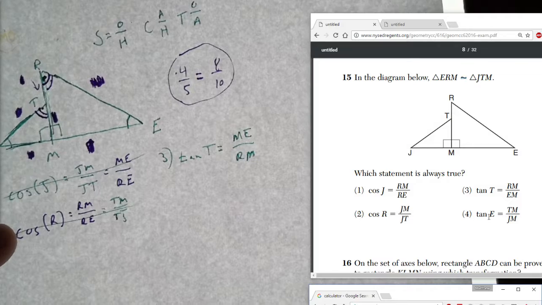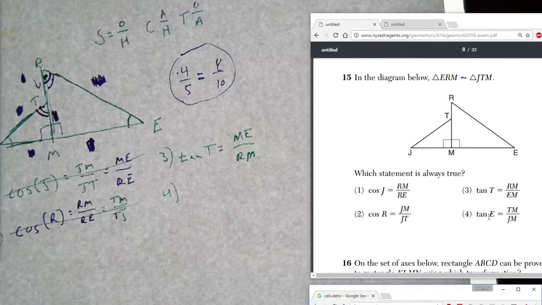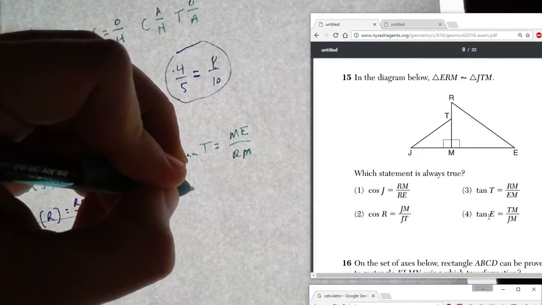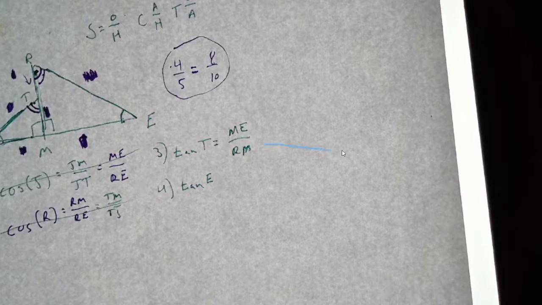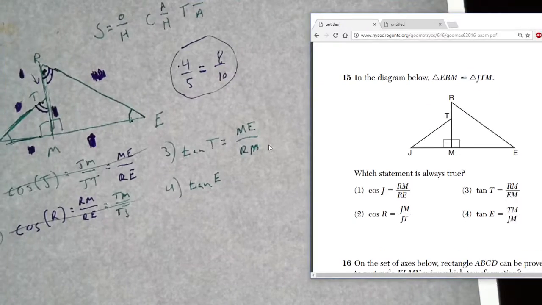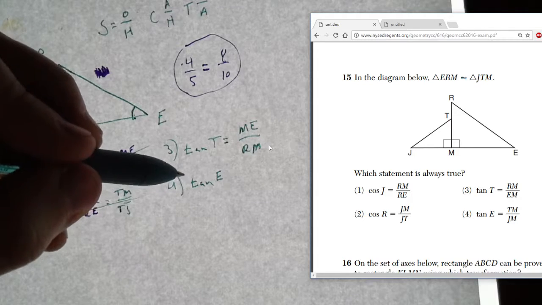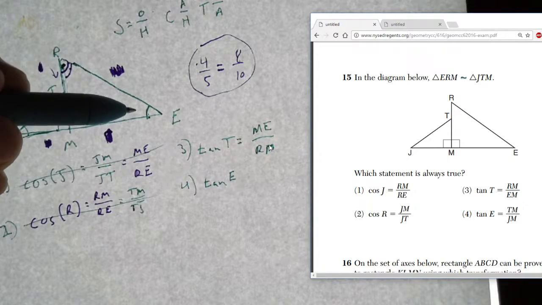Well, let's check number 4. Hopefully that one's right. Otherwise, I'll be re-recording this video. Tan of E. Uh-oh, what happened to my camera? Come on, let's go. Tan of E. It looks like they're switching it every time.